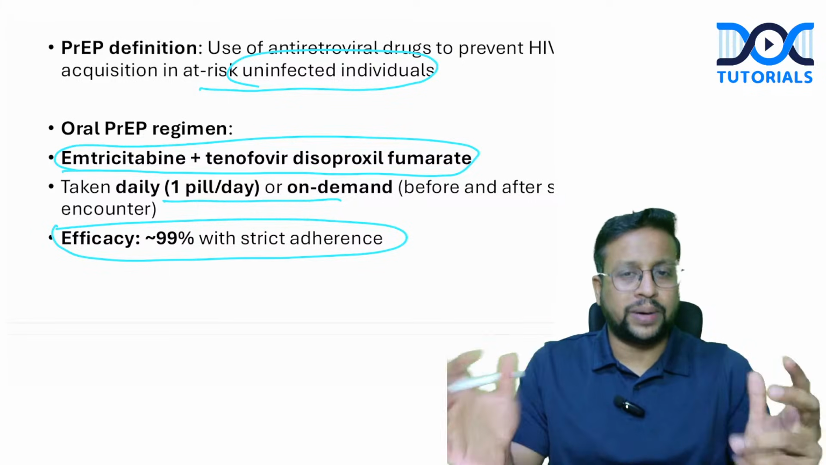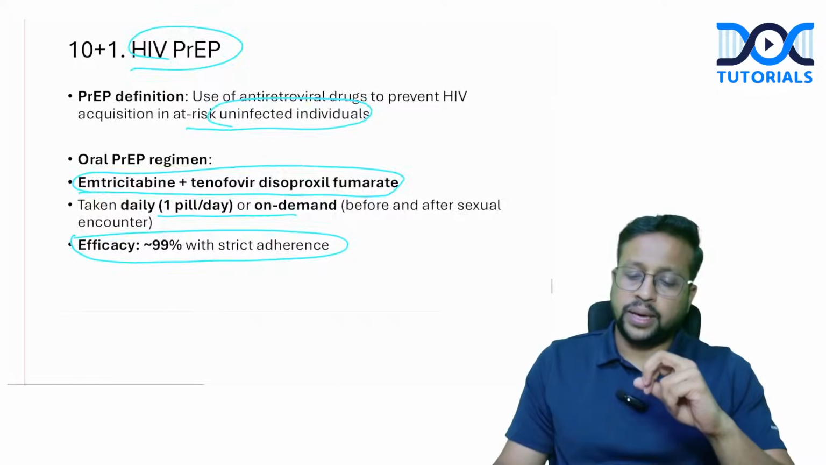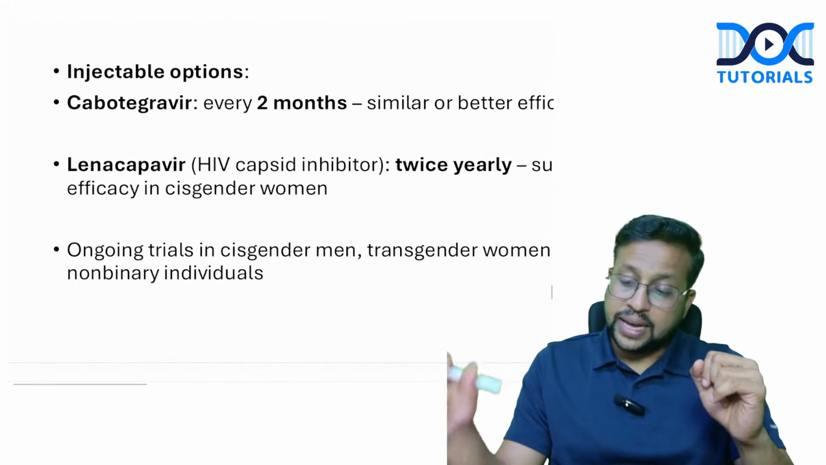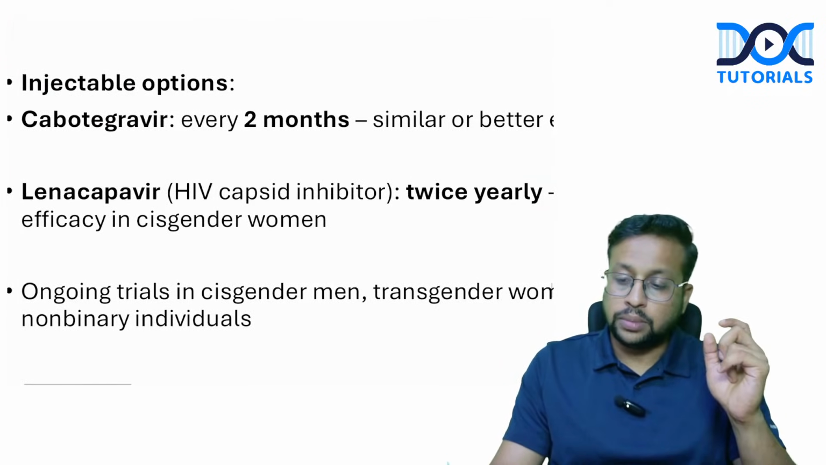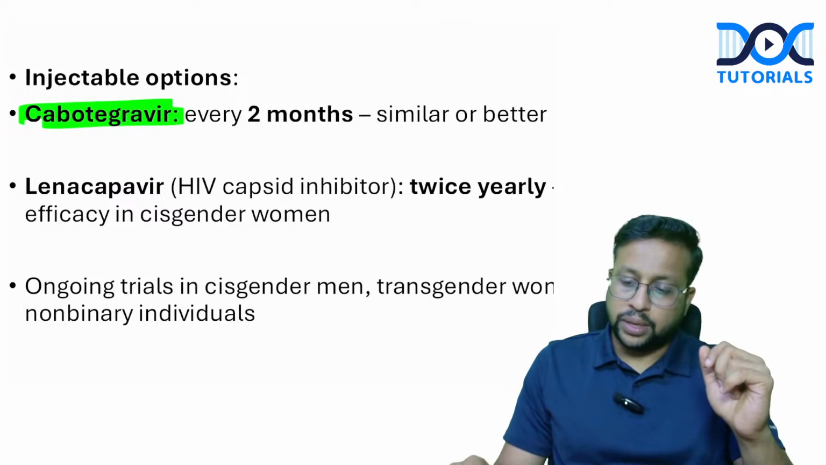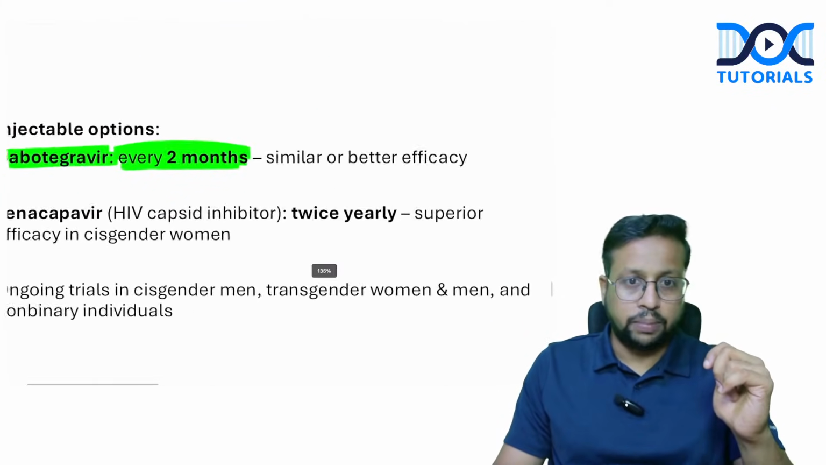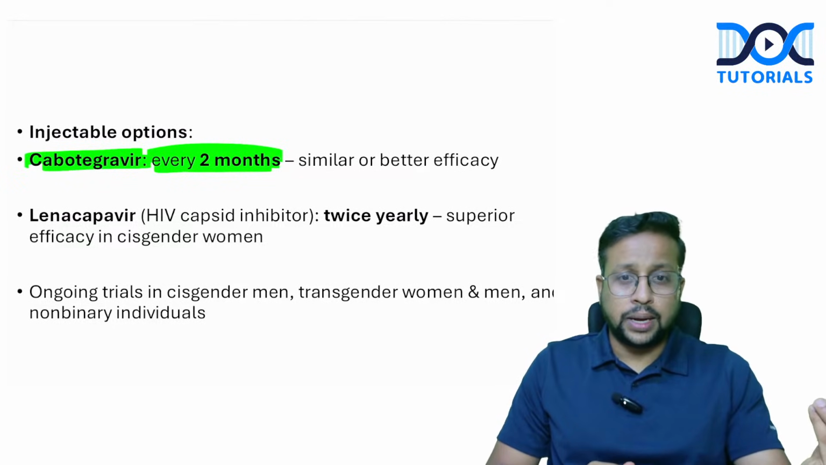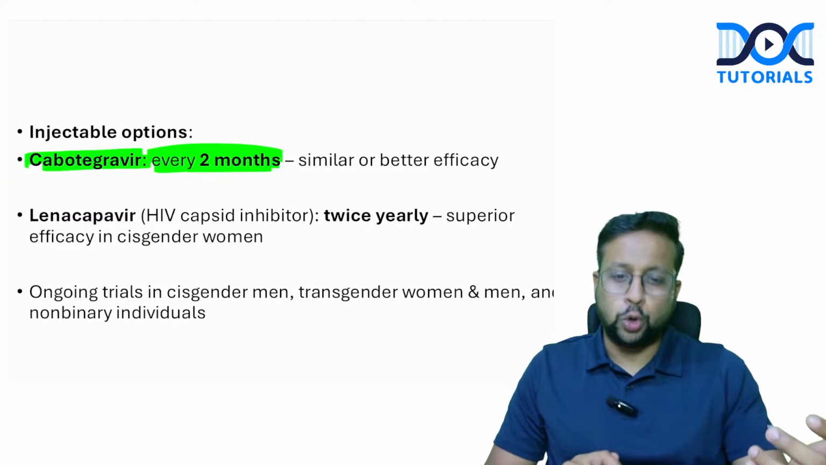The problem with PrEP is that many of the time patients won't adhere, they won't take drugs properly, and eventually they may get the disease. That is why we are looking for injectable agents. One of the first injectable agents that has been approved is cabotegravir, which can be given every 2 months and has similar or better efficacy compared to the oral PrEP. But the advantage is that compliance is better because it has to be taken only every 2 months.